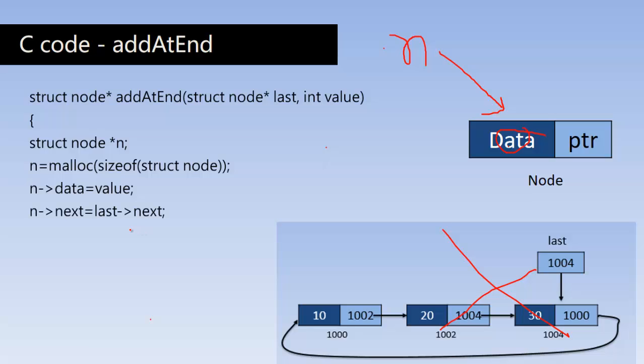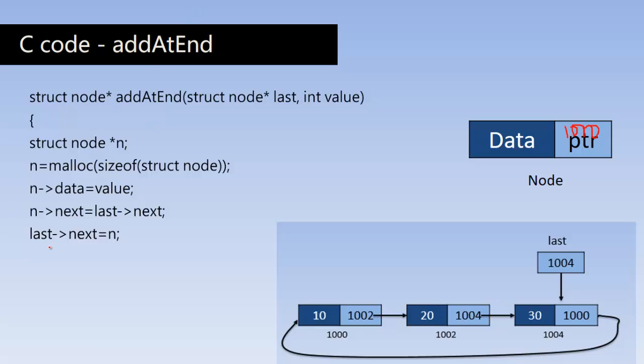So one node has been created, and I'll store the value inside n arrow data, I mean here. So now I'll store the address in last arrow next. This will be the last node. It has to point back to the first node, right? So it has to store the address of the first node inside here. So I will store the address of the first node, which is 1000, inside n arrow next here. So now it is pointing to the first node, right?